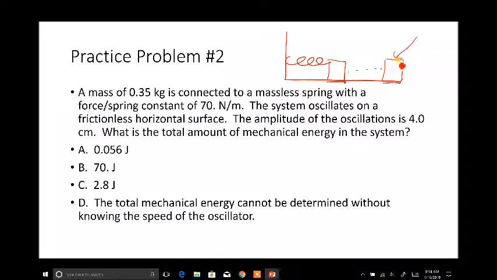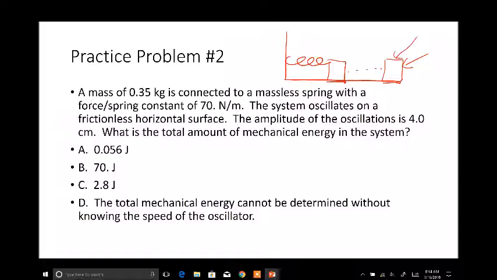At this point, at maximum amplitude, all of the mechanical energy is elastic potential energy. So if we can calculate the amount of elastic potential energy either at maximum stretch or at maximum compression, we can calculate the total amount of mechanical energy, because at those points, it's all elastic potential. In between those 2 points, we also have some kinetic mixed in.